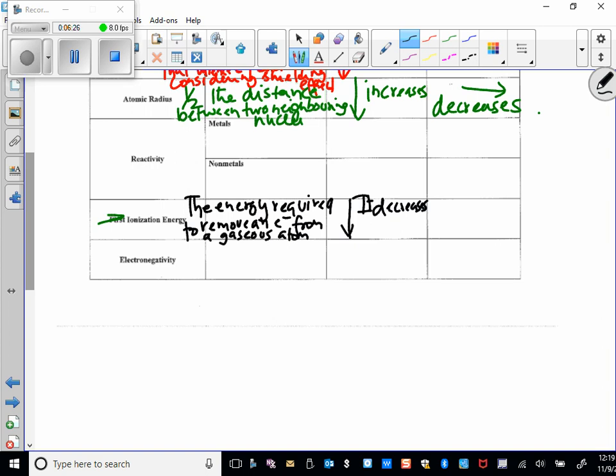What is the trend going across a period? Someone who has not answered before. Yes, Kira. No. So what happens to effective nuclear charge as we go across a period? It increases. Therefore, ionization energy will also increase because we are fighting a greater force on the other side. Does that make sense?